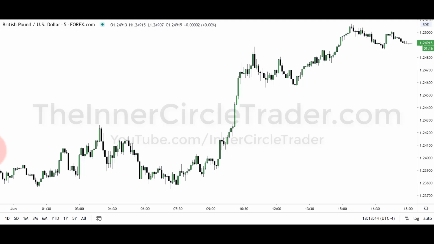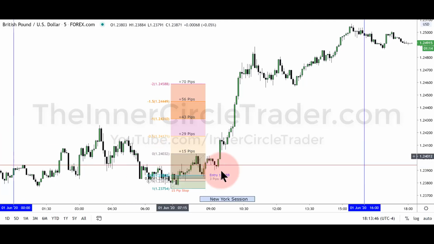Okay, so let's add the annotations now. And right away you can see we have our optimal trade entry. Price moves here, drops down after 8:30 a.m. into the 62% retracement level. Our hypothetical entry is 123.88, and it suffers 3 pips drawdown.